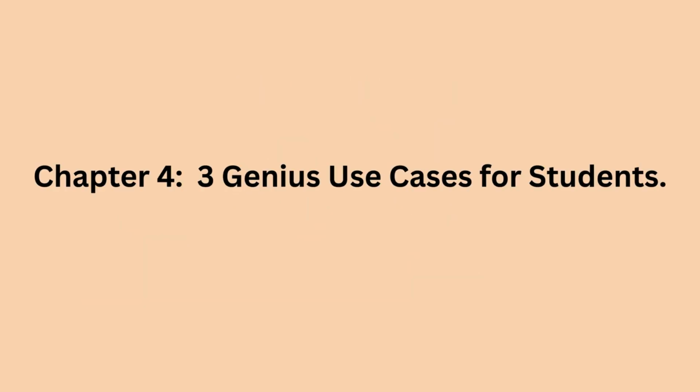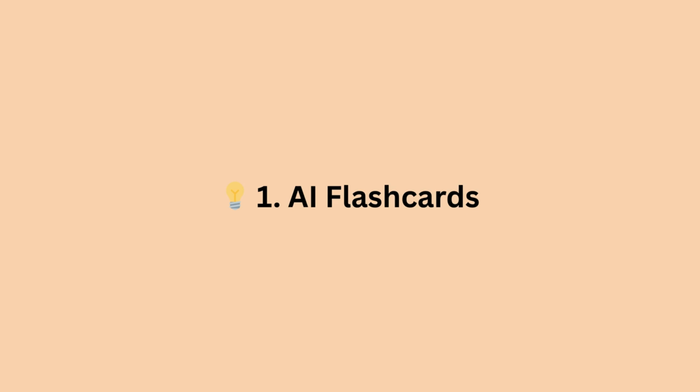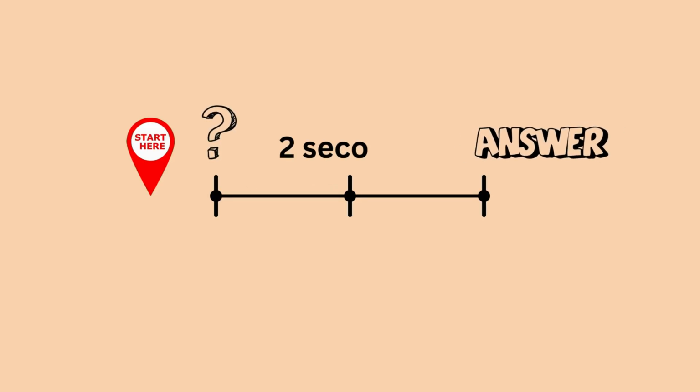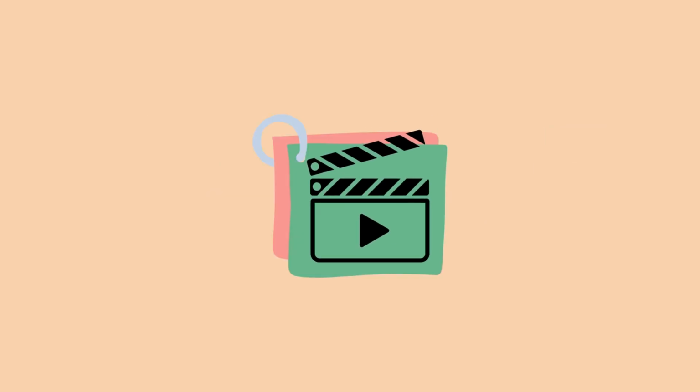Chapter 4. 3 genius use cases for students. 1. AI flashcards. Ask the question at the start. Show the answer after 2 seconds. You now have a video flashcard.